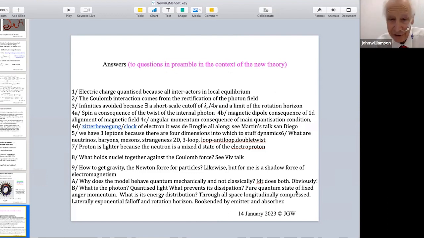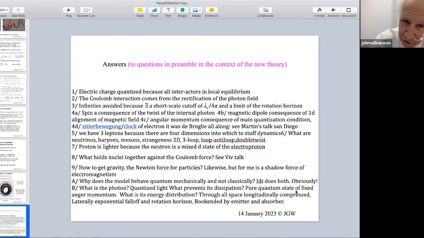My goodness, only 3 hours. Well, 2¾ hours. Answers to the questions in the preamble in the context of the new theory. The electric charge is quantized because all interactors are in local equilibrium. So all local charges have the same value because they're all interacting in the same medium. The Coulomb interaction comes from the rectification of the photon field and can be calculated from the spin. One can express charge in terms of h or h in terms of charge.